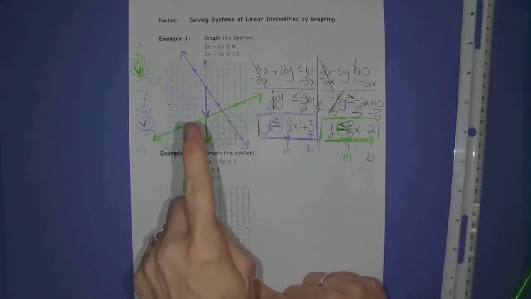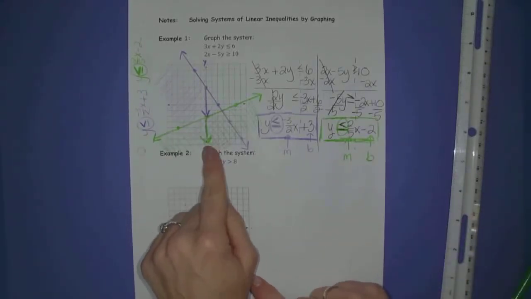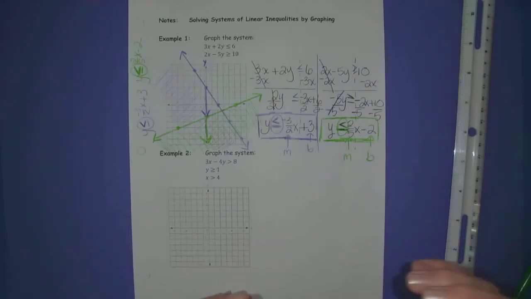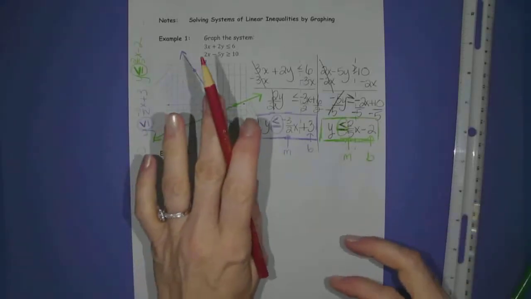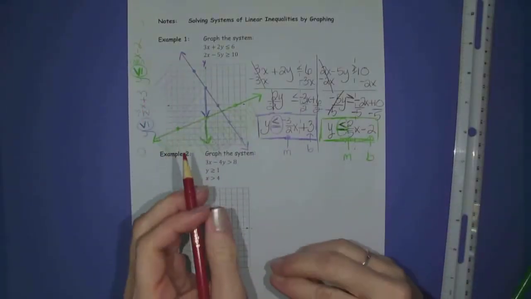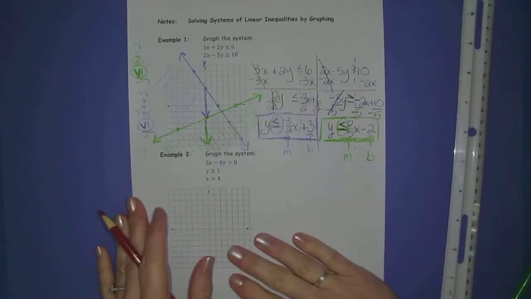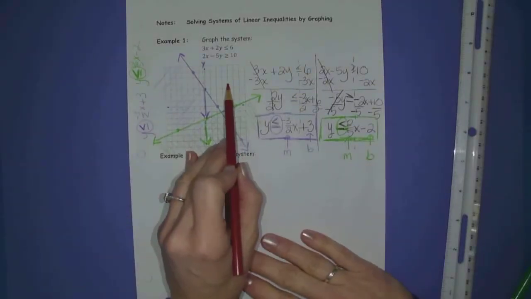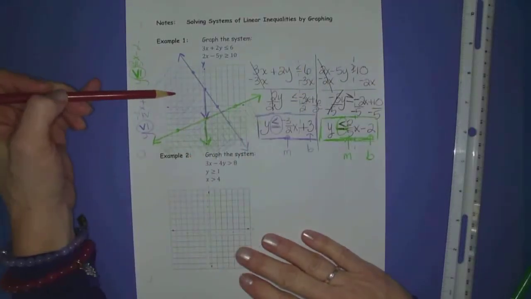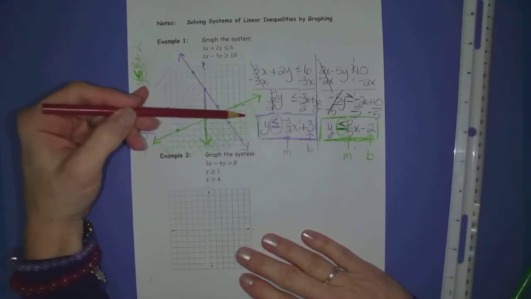Well, where the purple meets the green, that is the solution. That's the final answer or the solution of the system. So I'm going to grab a red colored pencil, and I'm going to color in darkly the final solution. So if you look around, here we have no shading. Here we have just purple. Here we have just green.